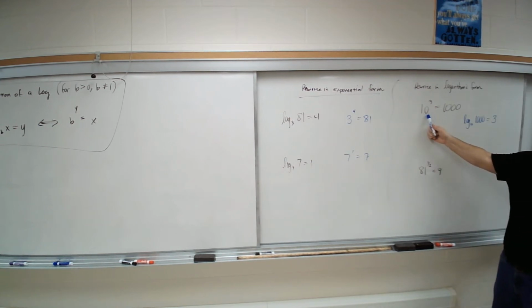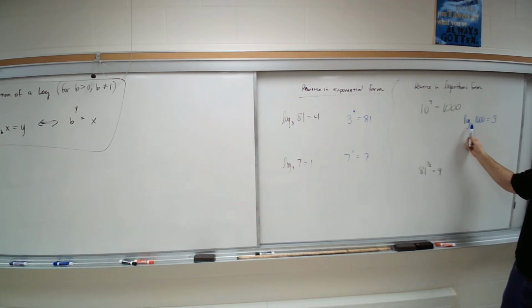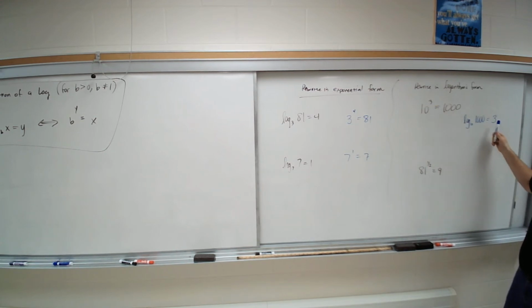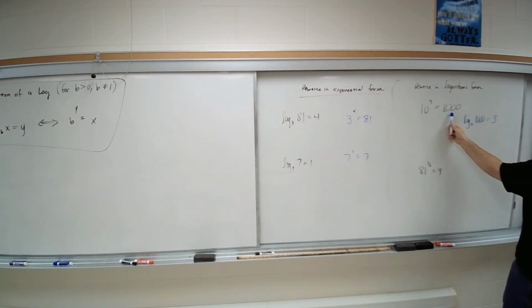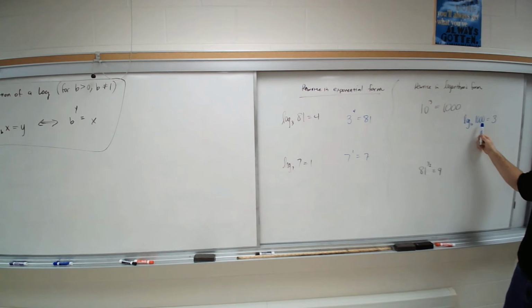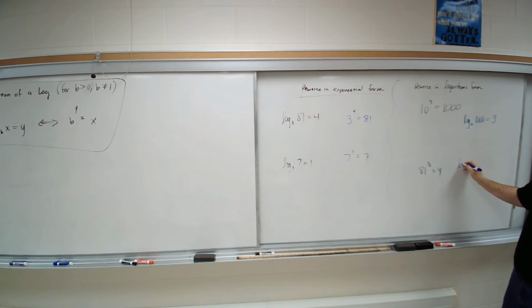Again, the base became the base of the logarithm. The 3 that was the exponent is now by itself. The 1,000, which was the answer, is now inside the logarithm. So we say 10 cubed equals 1,000. That's what that's telling us here. Now this next one, it'll be a log base, what would our base be?